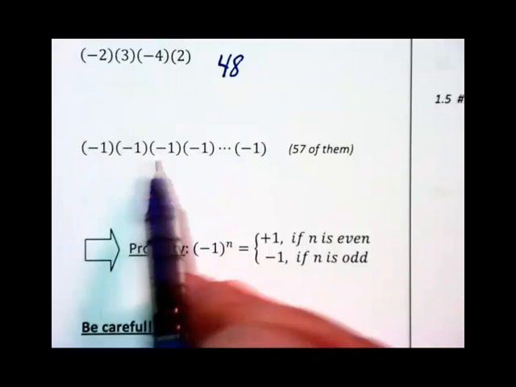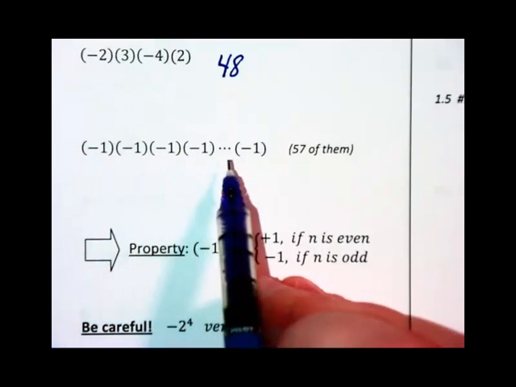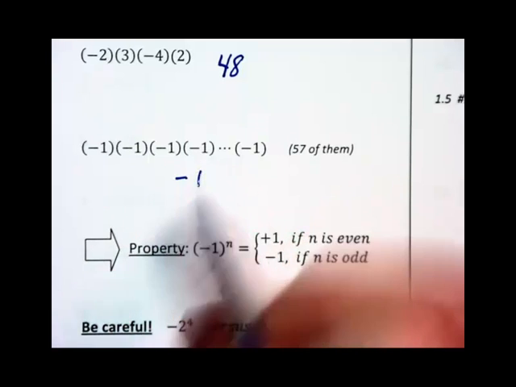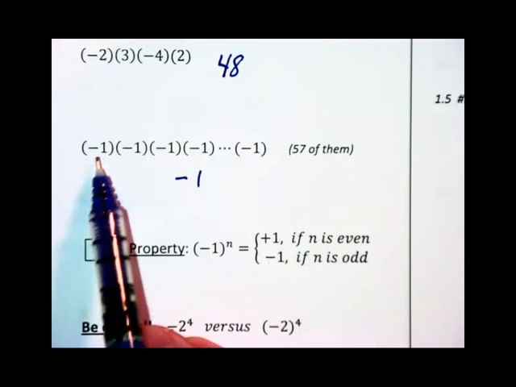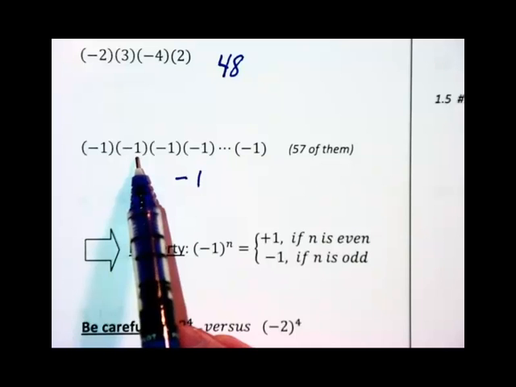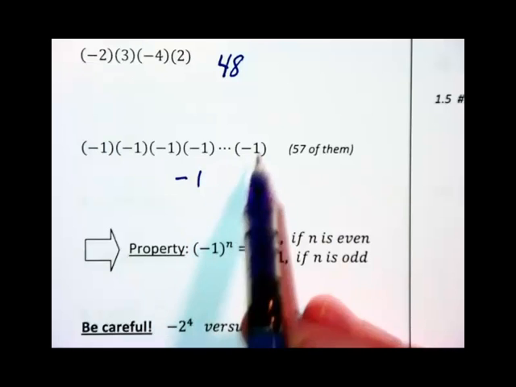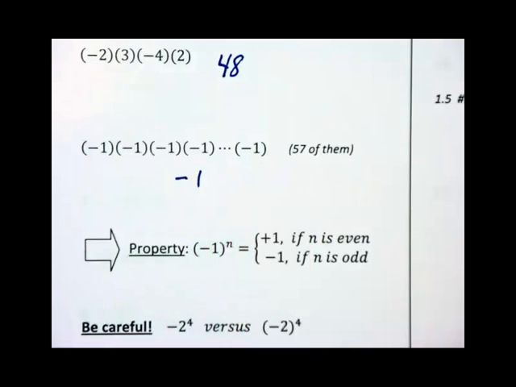In this next case, when you have a negative times a negative times a negative times a negative over and over again, 57 times, the product is going to be negative 1. That's because a negative times a negative is a positive, times a negative is a negative, times a negative is a positive, and it keeps going back and forth between a positive and a negative. And that illustrates this next property we have here.